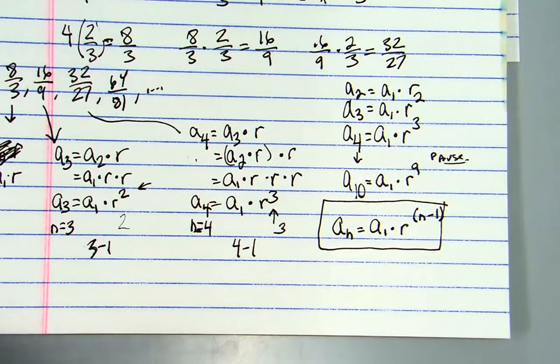So that's your geometric sequence. Those are the big things we need to be able to do from it. And hopefully everything will go nice and smooth.